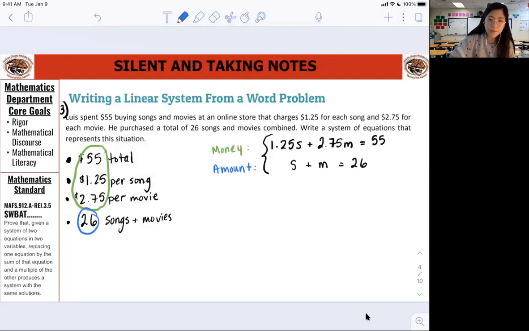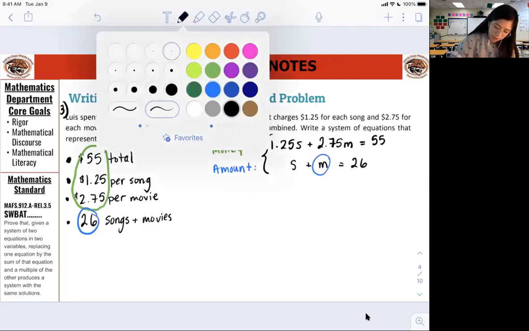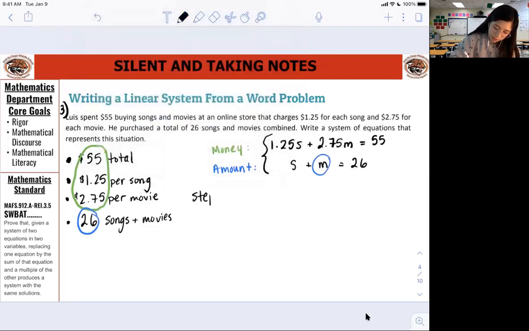Okay. So which variable do you guys want me to get alone? The S or the M? The M? Doesn't matter. Remember, it really does not matter. Okay, let's do it. Step 1 of substitution, we're going to get that M alone.